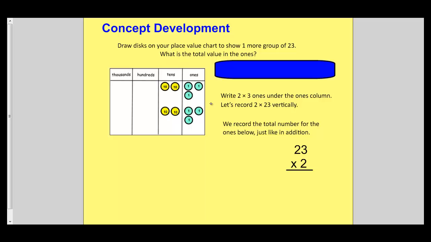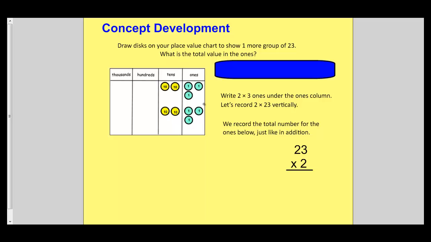So now, we're going to represent 23 times 2. You can see here that I have doubled everything that's in the place value chart. Here's 3, and I multiplied it times 2. So now I have 3 two times, and I took 10 times 2. So we're taking a look at how you multiply a 2-digit number, which is 23, by a 1-digit number, which is 2.